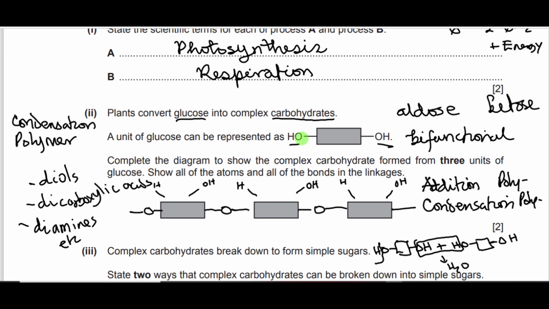Remember, we are told to complete the diagram to show the complex carbohydrate formed from 3 units of glucose, right? Then show all the atoms and all the bonds in the linkages, which is what we have done here. So for showing all the oxygen atoms here in these linkages, we get 1 mark. Then for showing these bonds here at the end, these extensions at the end here, another mark.